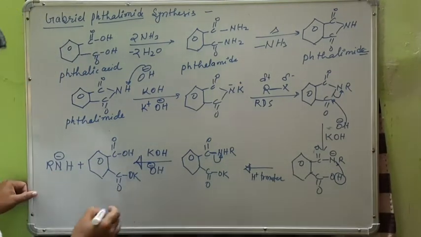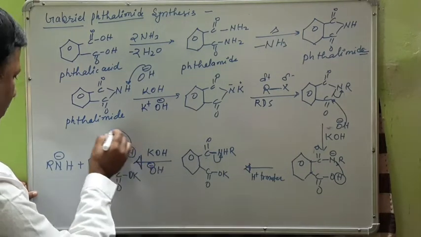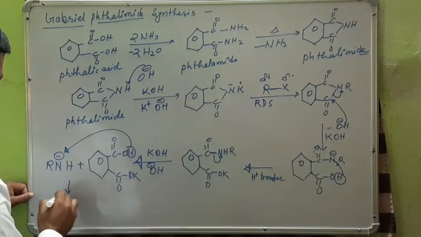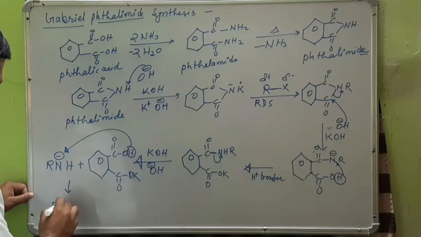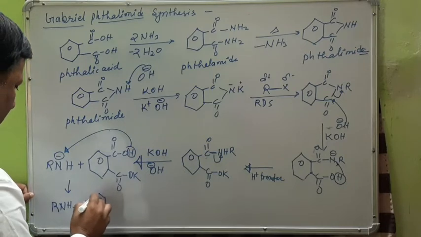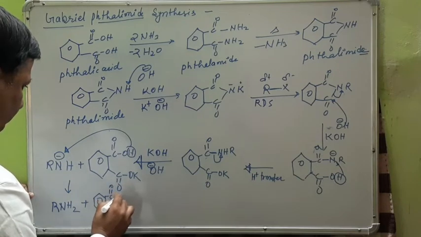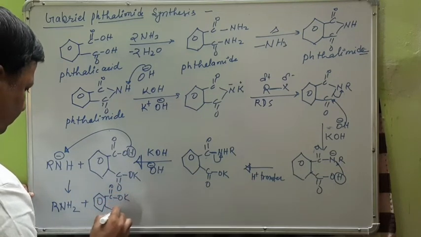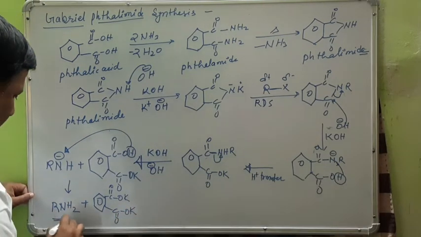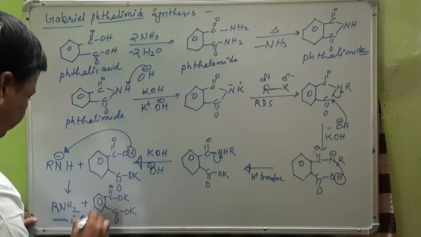In the next step, again there will be proton transfer. This H plus will shift on this negatively charged nitrogen. So in the next step, we will get RNH2, and here will be potassium salt. So this is our desired compound. This is 1 degree amine.